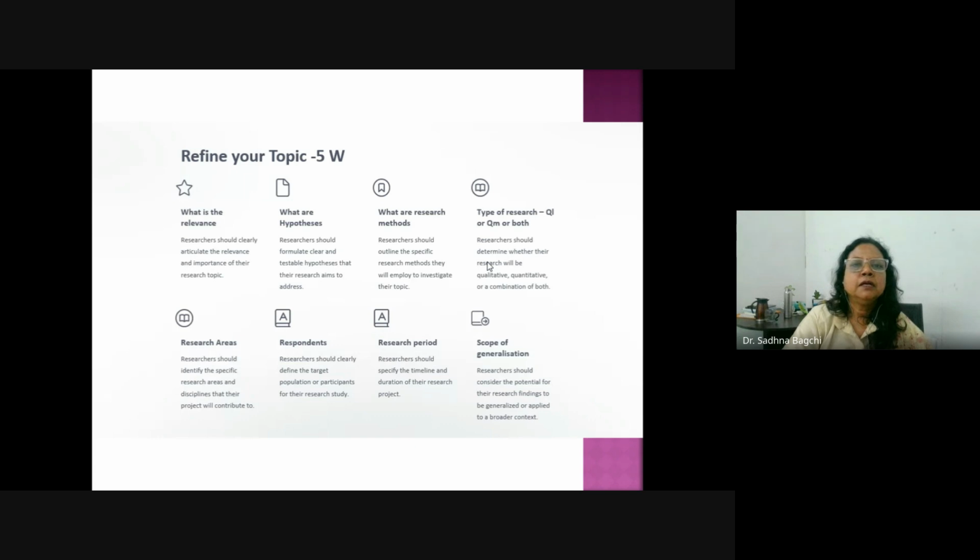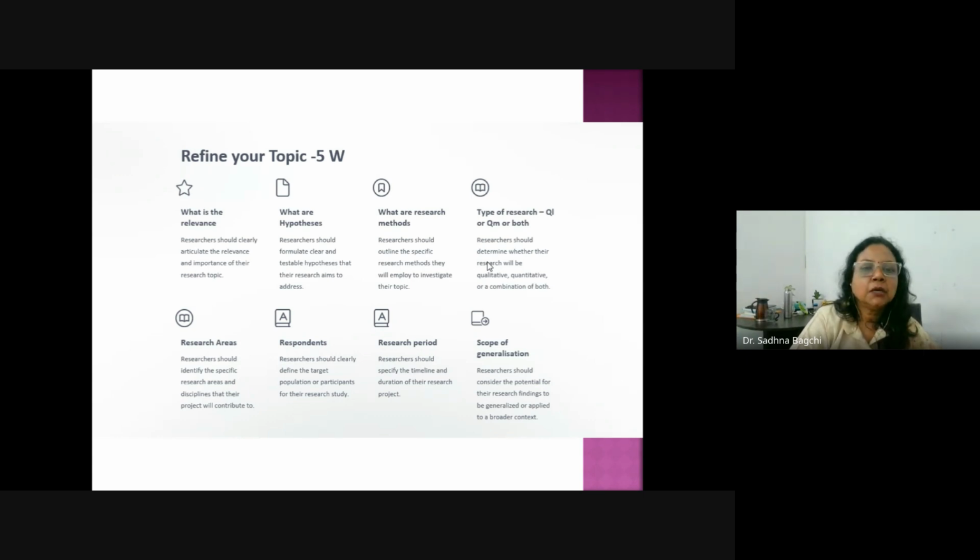Now, being a researcher, you have to keep these things in your mind. Refine your topic with the five W's. What is the relevance? What are the hypotheses? What is the research method you are going to opt for? The type of research: whether it is qualitative, quantitative, or mixed method. Mixed method is hybrid: some part you take from the qualitative and some part from the quantitative, so the researcher is going to use both methodologies in their research.